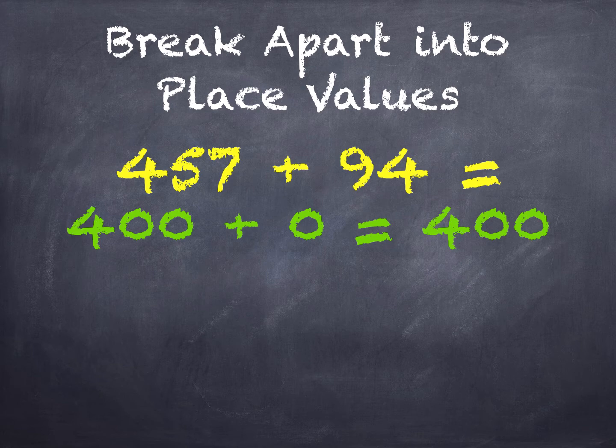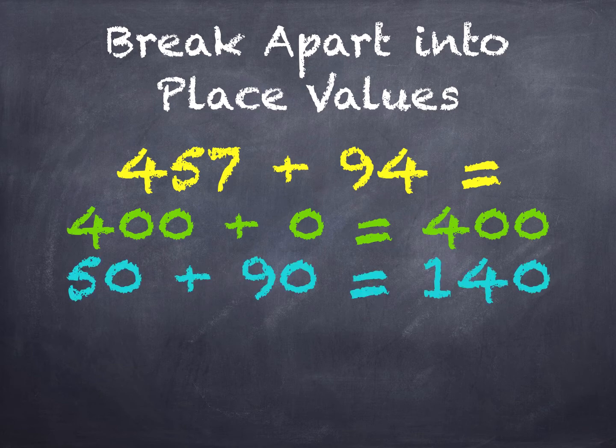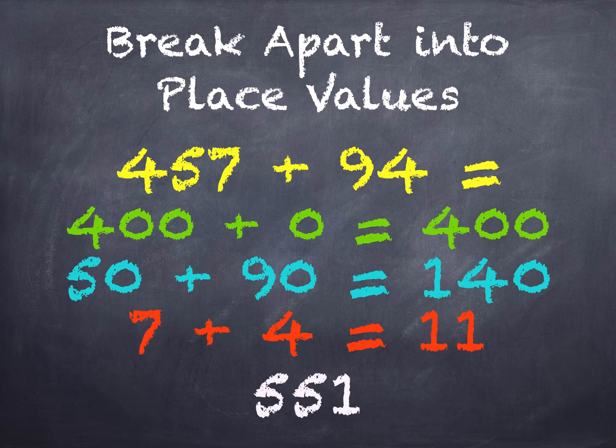Then we look at the tens. We have 50 plus 90, that equals 140. Then we have our ones, 7 plus 4 equals 11. Once we have our answers here, 400 plus 140 plus 11, it's a bit easier to add these numbers together to get 551. That's strategy number one, breaking apart into place values.